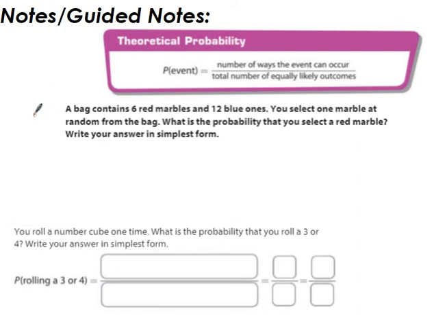A bag contains 6 red marbles and 12 blue marbles. You select one marble at random from the bag. What is the probability that you select a red marble? Write your answer in simplest form.